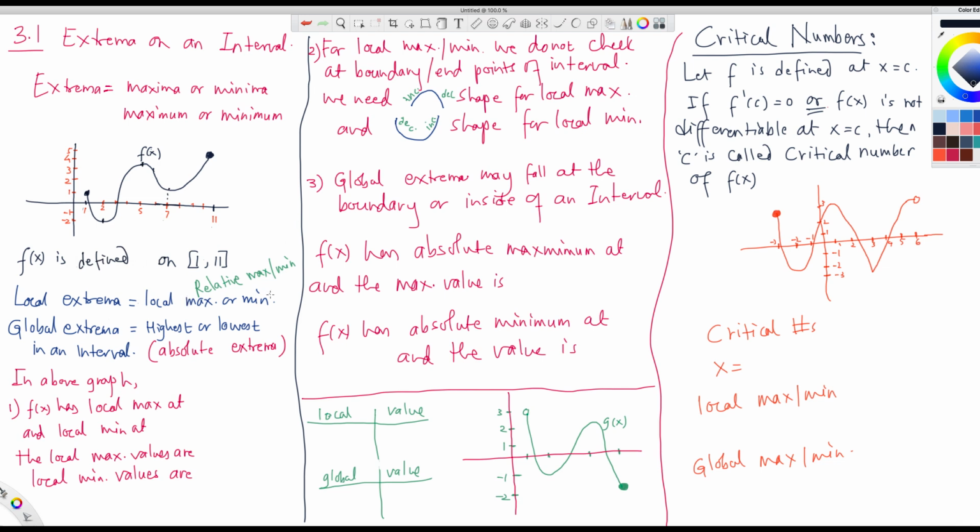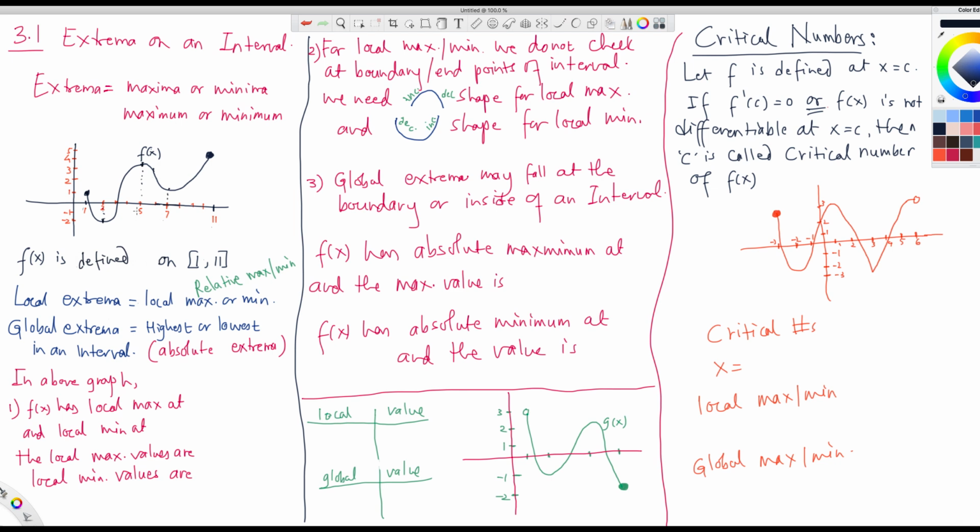For a local maximum or minimum, what we need is the combination of decreasing and increasing. That is the local min, or relative min. If there is an increasing and decreasing combination, that is the local max. Local means only in the surrounding points. Global max means the highest of all these, and global min means the lowest of all these.